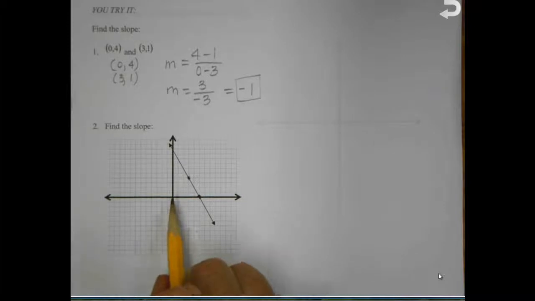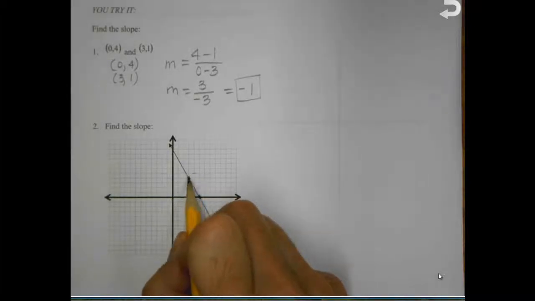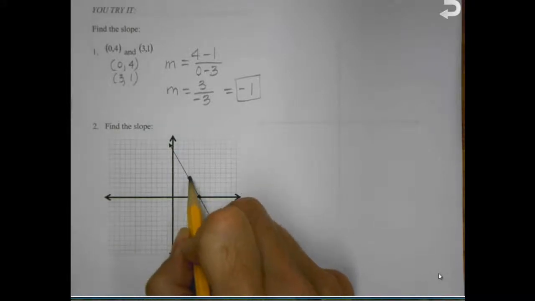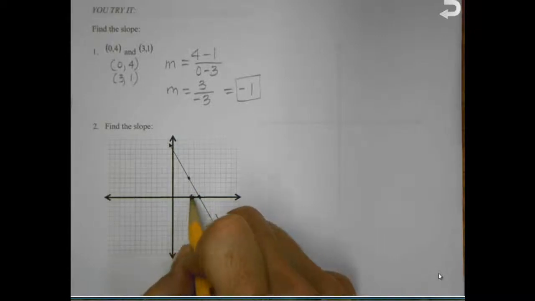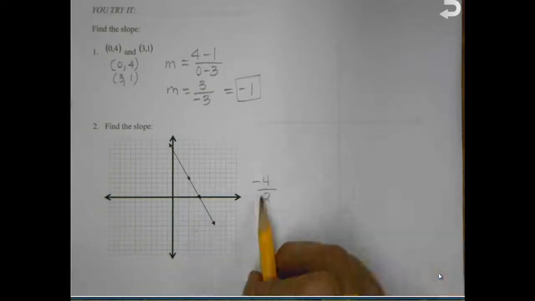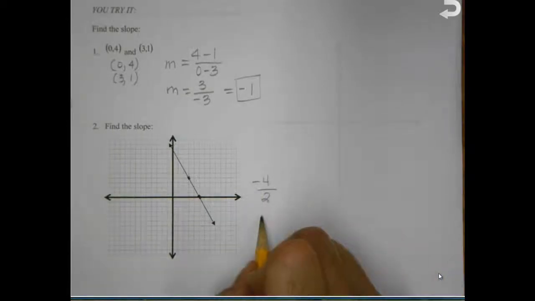So I have a negative 1, not a fraction anymore, but just a negative 1. For number 2, I'm going to use the counting method, because if it's graphed, that's usually going to be the quickest. Starting at one of the known points, I have to go down, so that'll be negative 1, 2, 3, 4, negative 4, and I always do the y direction first, and then in the x direction I have to go to the right, so that's positive 2 places. So it's negative 4 divided by 2. This one comes out to a negative 2 for the slope.